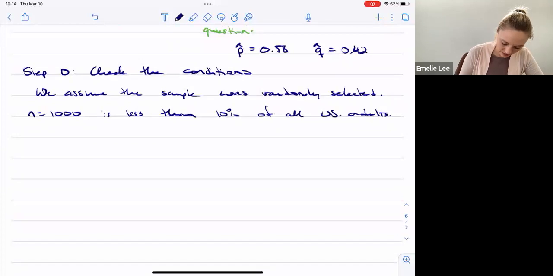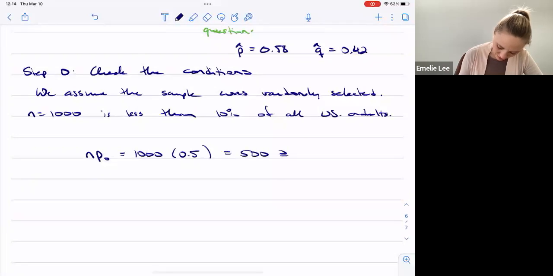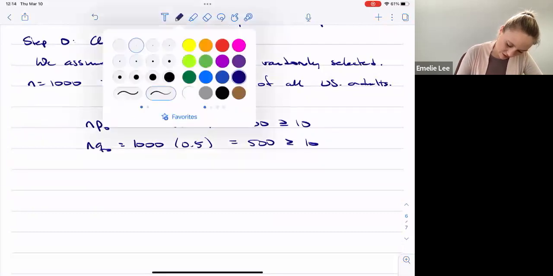And now I want to know, how many expected successes do I have? If I assume that it's a 50-50 split, then I have n times p naught, which is 1,000 times 0.5, which is 500, which is greater than or equal to 10. And same thing with n times q naught, 1,000 times 0.5, which is also 500, which is greater than or equal to 10.